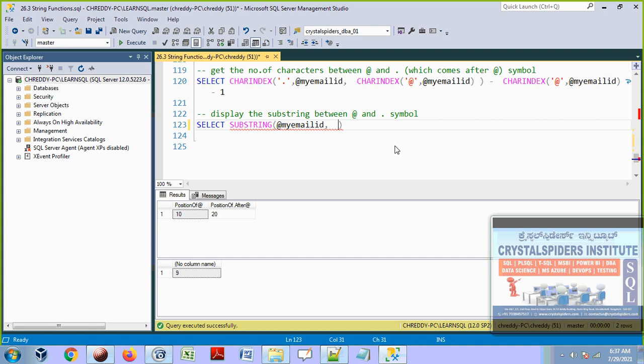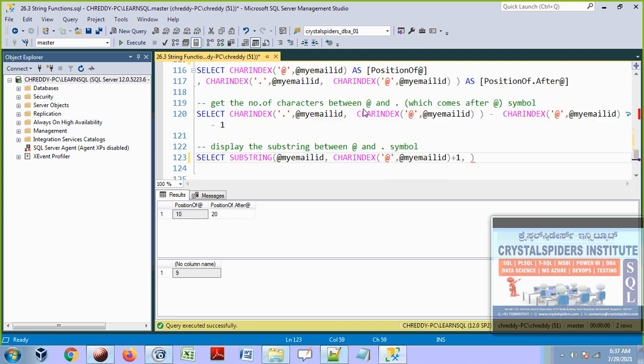Charindex function. So now here I am going to use the charindex function, and in this charindex function I am looking for the position of the @ symbol, and here it is, my email ID. So this is my starting position, and I have to say plus 1. When I say plus 1, it is the position of the @ symbol plus 1.